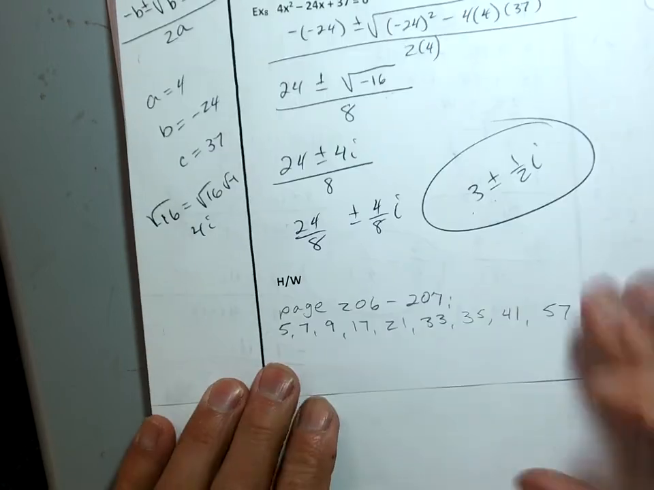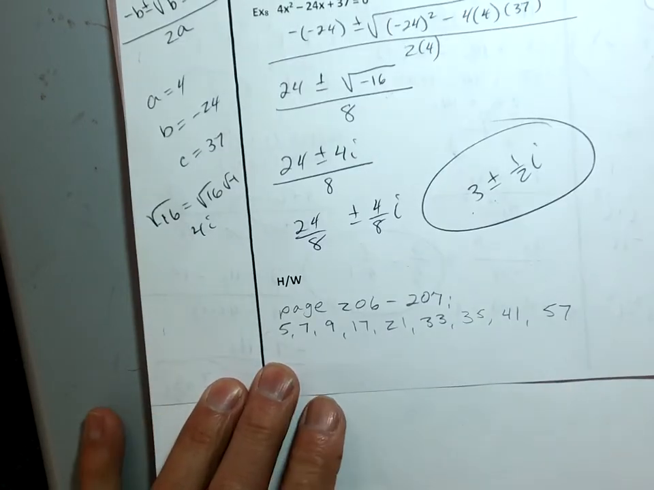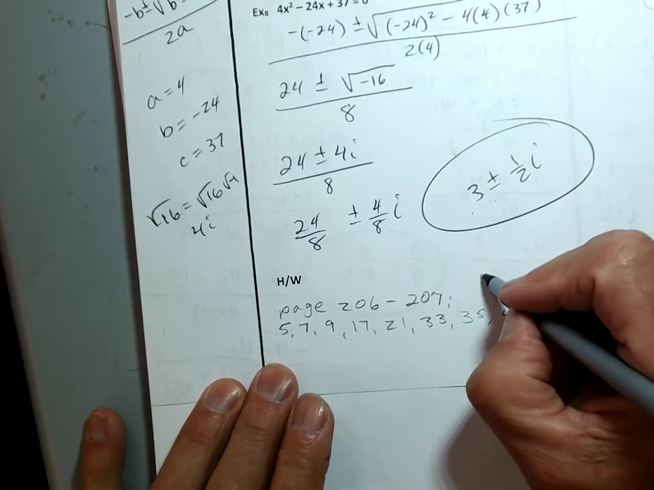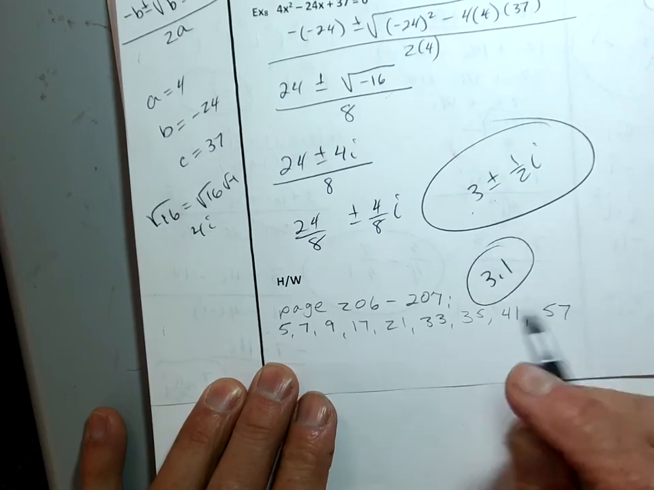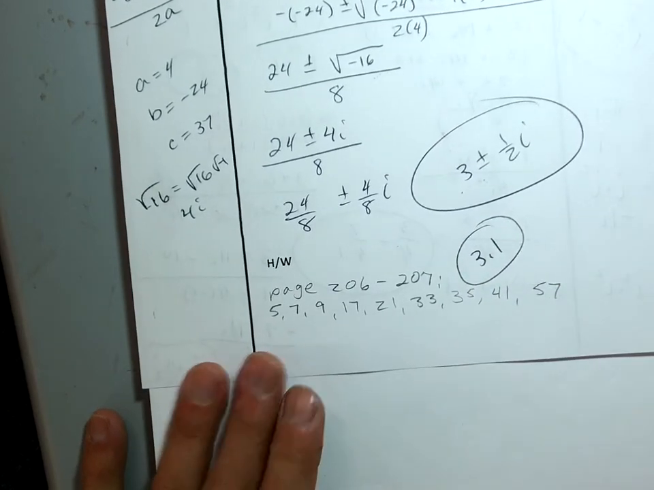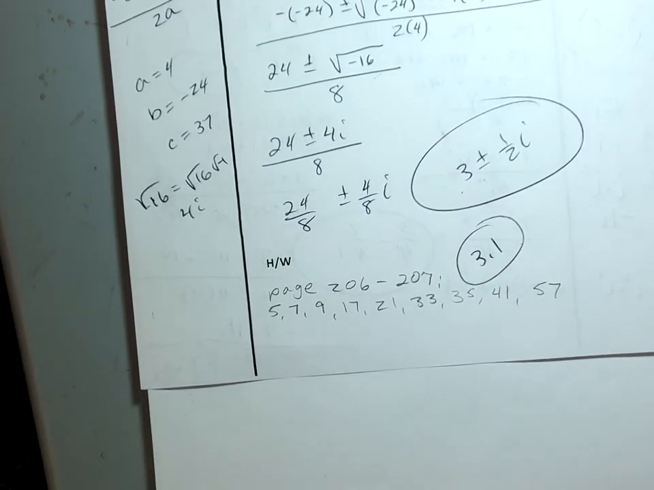Now, homework. And if you don't get the page numbers, then it's just section 3.1 in the homework, okay? And these are the numbers, and I'm happy to help you work on this.